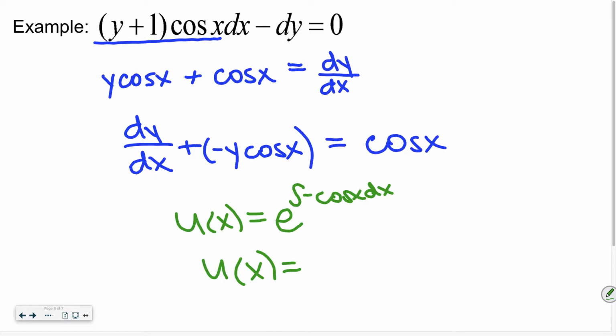So what's our integrating factor? E to the sine of x. Negative sine.